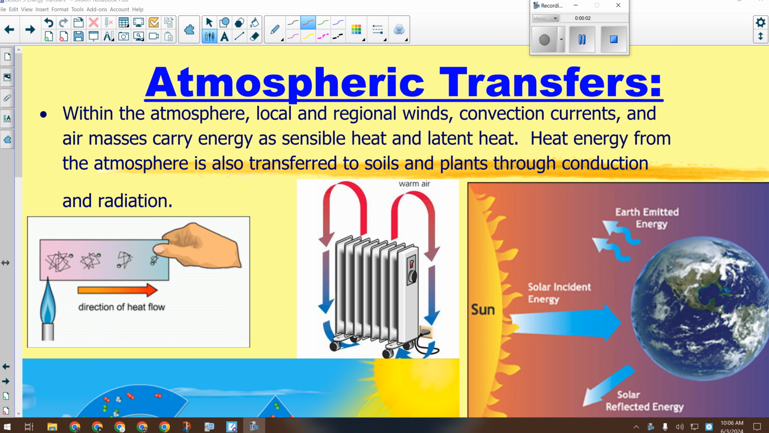Okay, sorry. First set of three: the atmosphere, the hydrosphere, the lithosphere. Okay? They each affect global energy transfers in a different way. The atmosphere has the biggest role to play because it is the most fluid. It moves the most easily in response to energy changes, pressure changes, things like that.